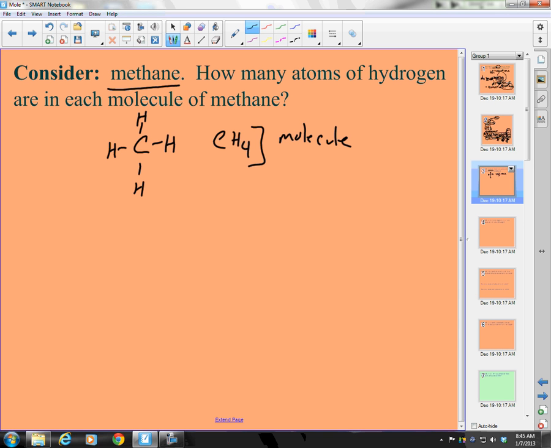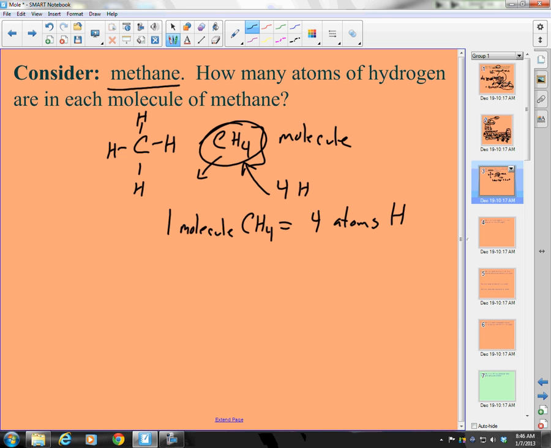Cool. So what's my equality here? I have one molecule of methane, and that is equal to how many atoms? Well, there are four atoms of hydrogen in every molecule, and one atom of carbon. So if I have one molecule, I have four atoms of hydrogen. And this I can later turn into a fraction and use in dimensional analysis. All right.